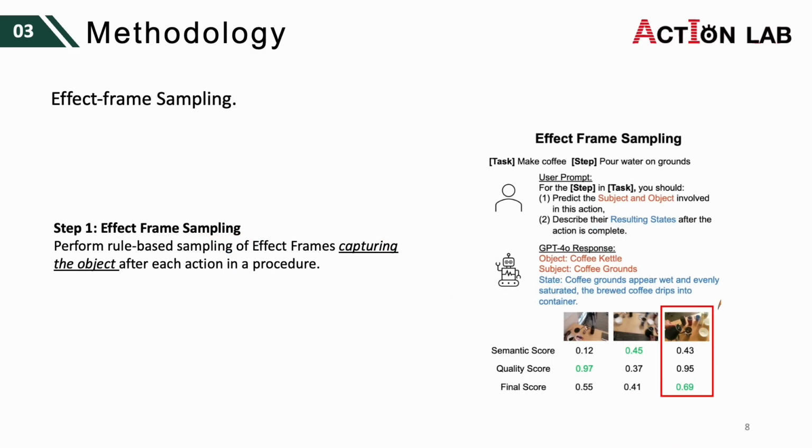The first step is effect frame sampling. We want to find the frame within an action segment that best captures the resulting outcome. To do this, we rank candidate frames using two criteria: semantic relevance to the expected post-action state and visual quality. The top-ranked frame is selected as the effect frame.